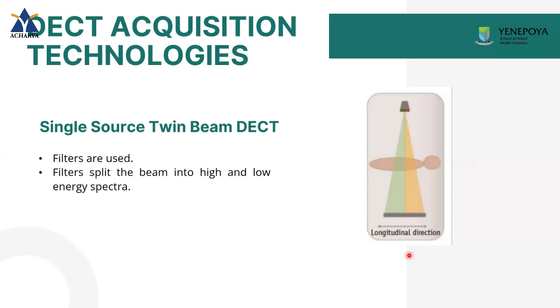So when the radiation comes out, it will come out with a specific energy. But it will pass through the filters, which are made up of two materials. So one material will convert that radiation to 80. For example, if I'm taking 80 and 140 kVp, one filter will restrict or reduce the kVp to 80, and the other filter, which is made up of another material, will convert the radiation to 140. Okay, so this is about the single source twin beam dual energy CT.